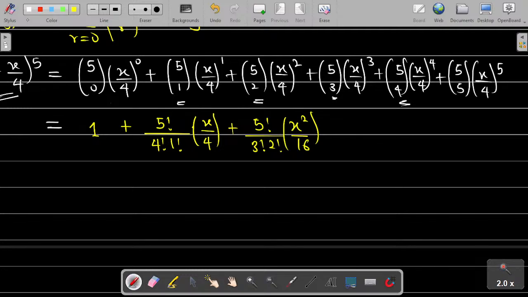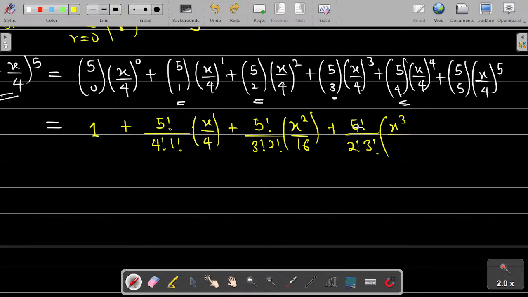So now the next one will be 5 factorial over 5 minus 3, which is 2 factorial, times 3 factorial. You will see how this is equal to this now. You can see the denominators are actually the same, so that's how both of them will be equal to the same thing. So this will give us x raised to the power 3, and then 4 raised to the power of 3.